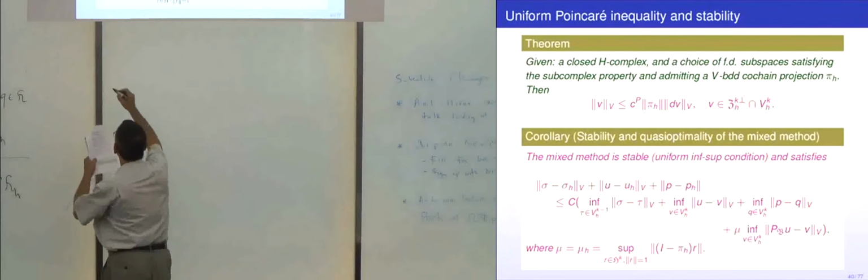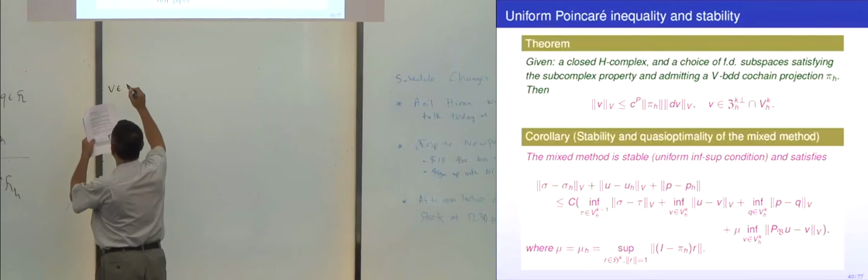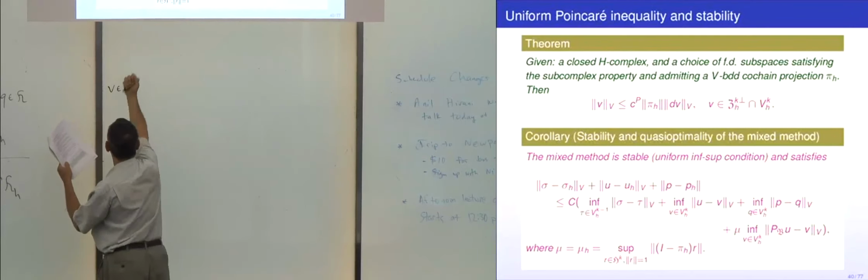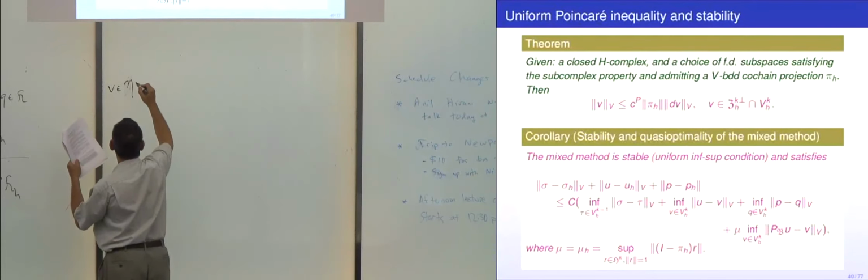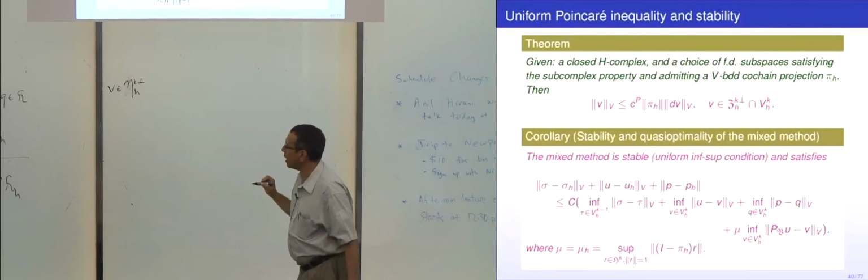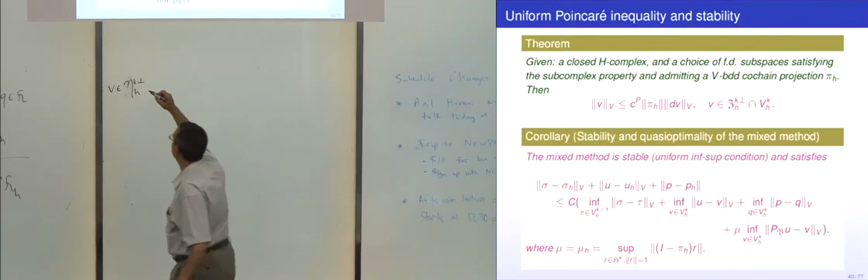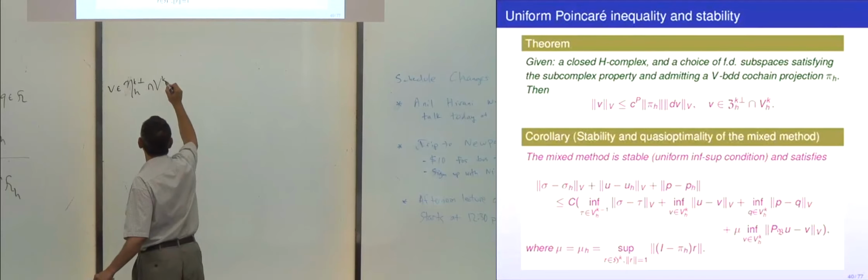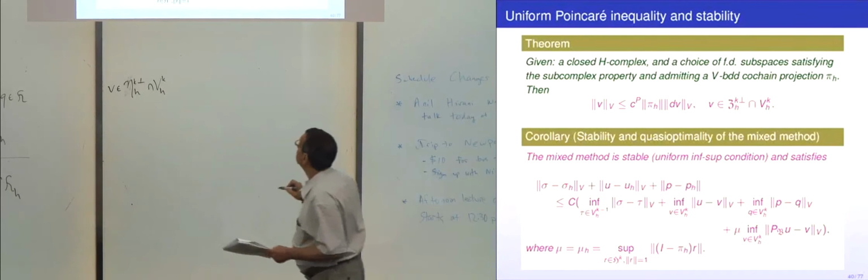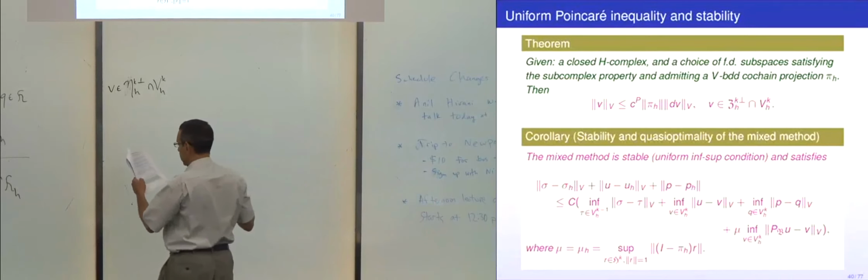Okay, so we take a v that's in the orthogonal complement of Z^h. And of course, when I say that, I mean inside the finite dimensional space, so inside V^h, which is what I wrote up there. And we need to prove the Poincare inequality with a constant.